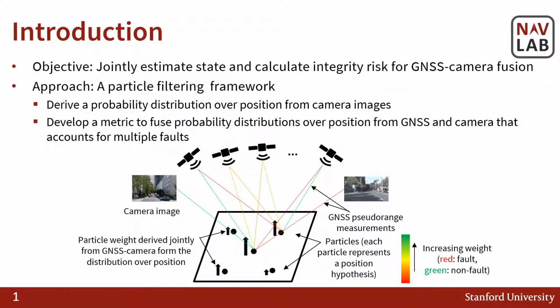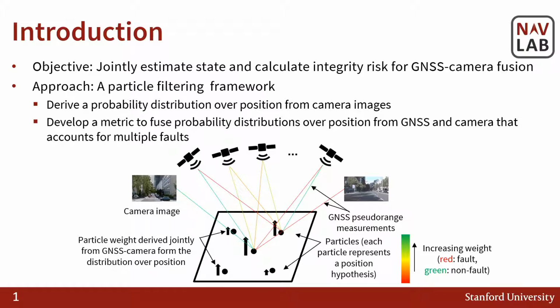The objective of this work is to jointly estimate the state and calculate integrity risk for GNSS-camera fusion. We develop a particle filtering framework where we first derive a probability distribution over position from camera images, and secondly, design a metric to fuse probability distributions over position from both GNSS and camera while accounting for multiple faults.